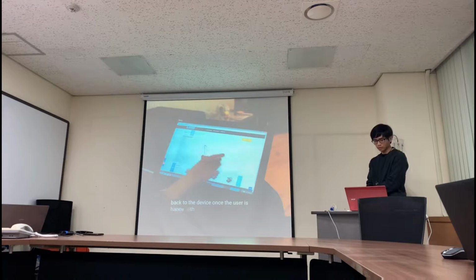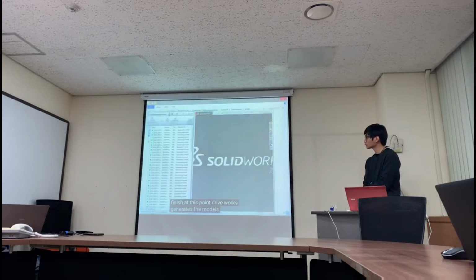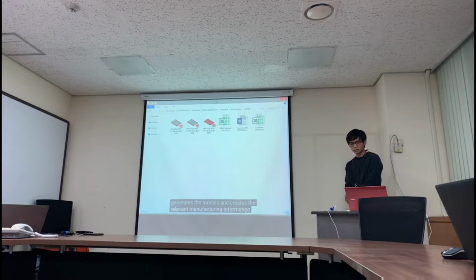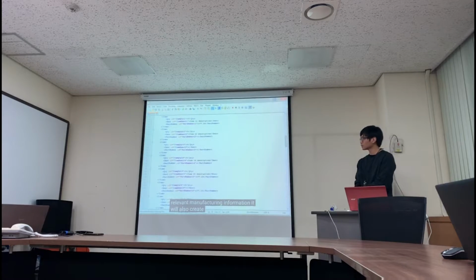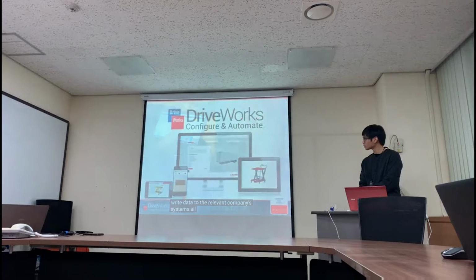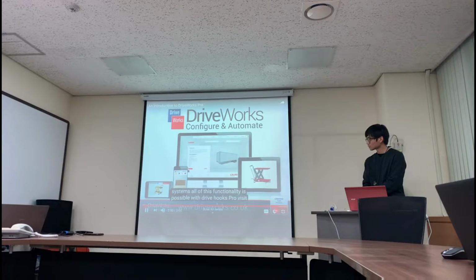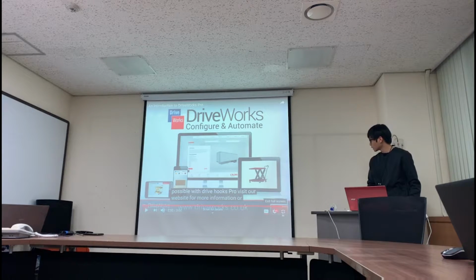Once the user is happy with their quote, they can click Finish. At this point, TriQuant generates the models and creates the relevant manufacturing information. It will also create sales documents and write data to the relevant company systems. All of this functionality is possible with TriQuant Pro. Visit our website for more information.